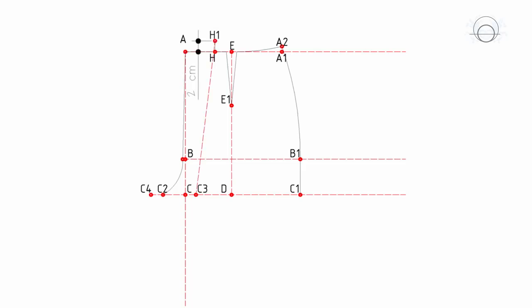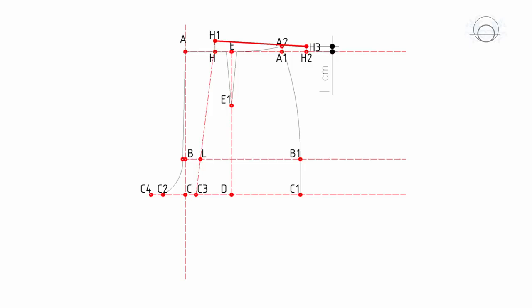From point H, square up 2 centimeters, and mark the point with H1. Connect H1 and C3 with a line. The point where lines H1 C3 and B1B cross is the point L. From point H, measure 1/4 of waist circumference minus 1 centimeter plus 3 centimeters dart. Mark the point with H2. From H2, square up by 1 centimeter to mark H3.